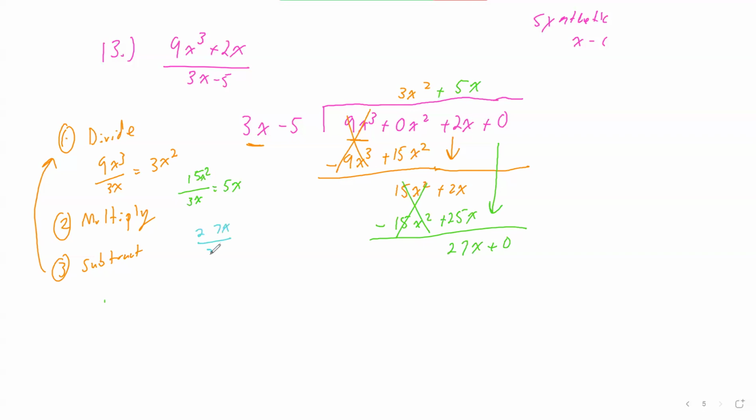27x divided by 3x is just 9. This is plus 9. 9 times 3x is 27x. 9 times negative 5 is negative 45. Change the signs, so I get positive 45. This guy is still your remainder. So then your answer here would be 3x squared plus 5x plus 9 plus 45 divided by 3x minus 5.